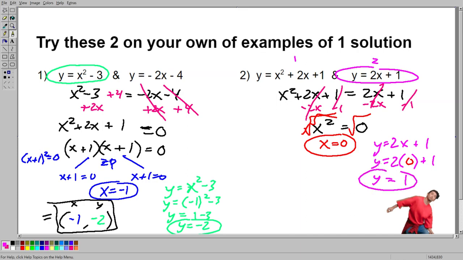Our answer is what? Again, put these two values together as an ordered pair, x comma y, and you will get your final answer of 0 comma 1. All right, that's it. We are done.